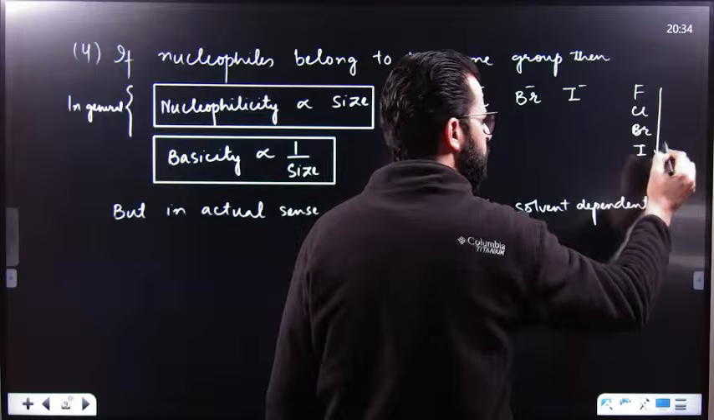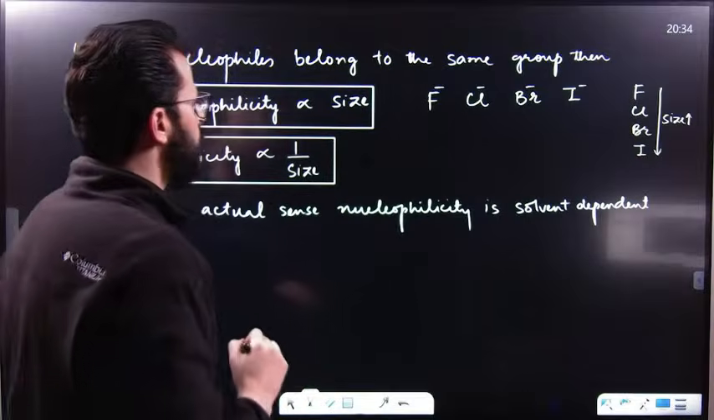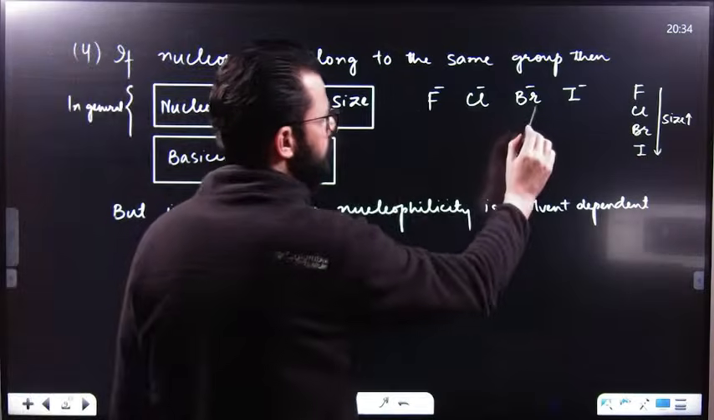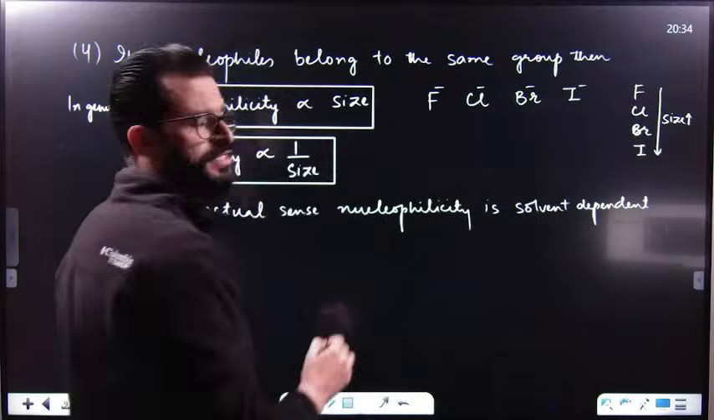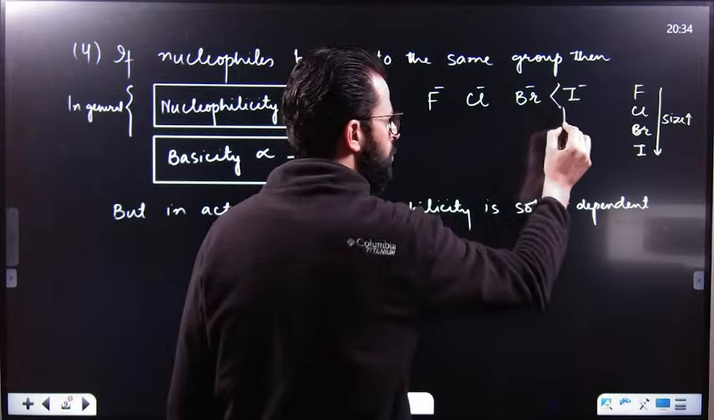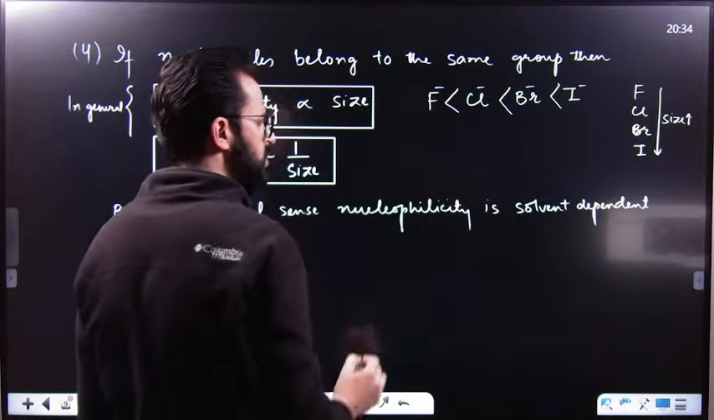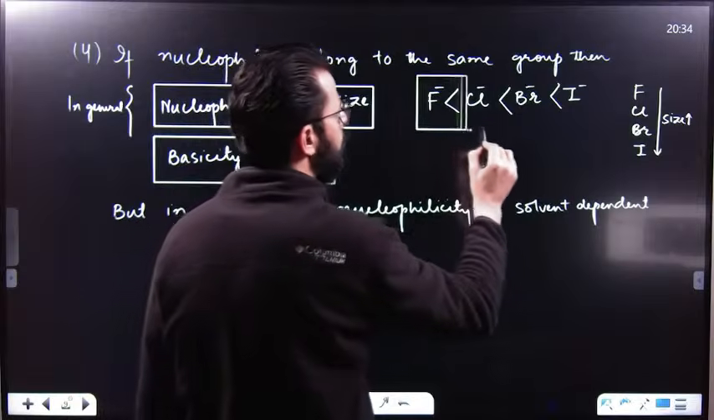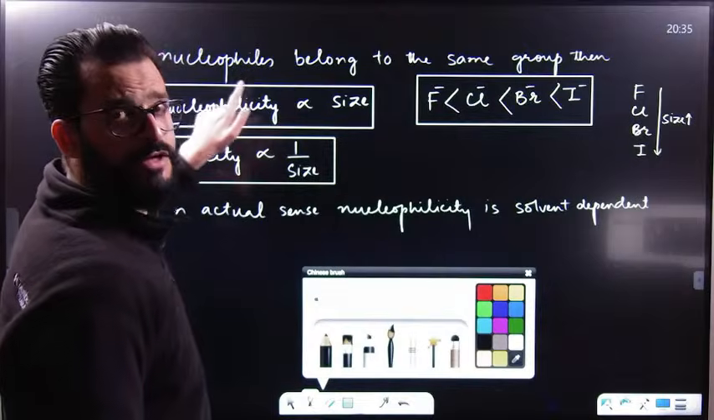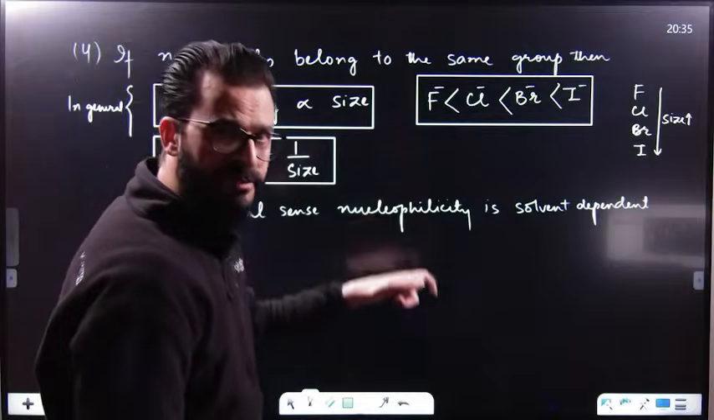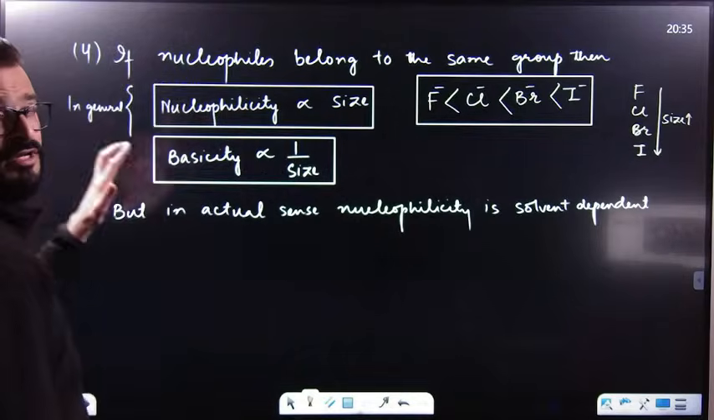In general, we know size increases on moving from top to bottom. And if size increases, their nucleophilicity also increases. So in general, the nucleophilicity order is: I minus is a stronger nucleophile than Br minus, Br minus is stronger than Cl minus, and Cl minus is stronger than F minus in turn. So nucleophilicity will be directly proportional to size if the nucleophiles or bases belong to the same group, and this is in general, most of the times.